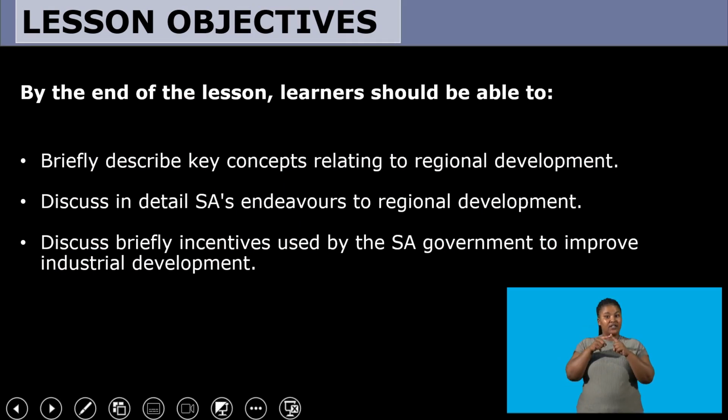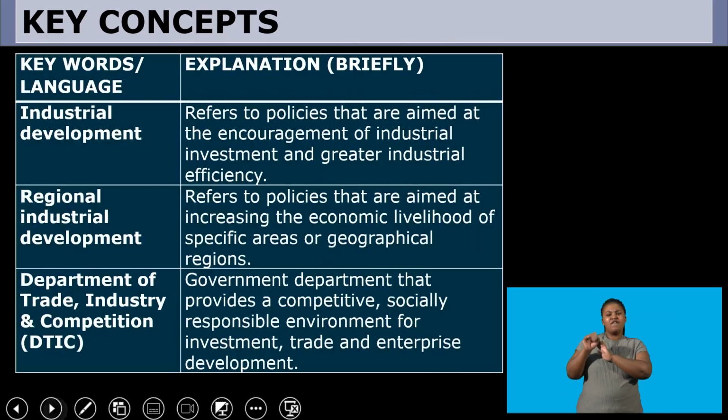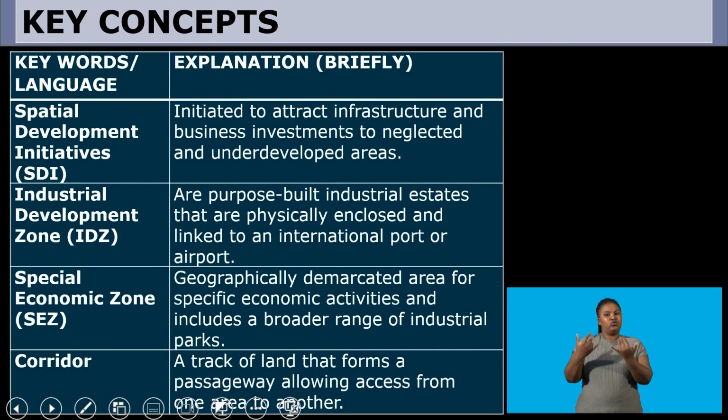So the objectives by the end of this lesson: learners should be able to briefly describe key concepts relating to regional development, discuss in detail South Africa's endeavors to regional development, and discuss briefly incentives used by the SA government to improve industrial development. It is very crucial to understand and study these key concepts as they enhance your understanding of the topic regional development. Some of these concepts we're going to discuss as we progress with our lesson.